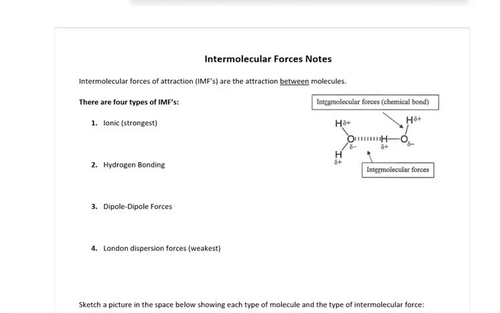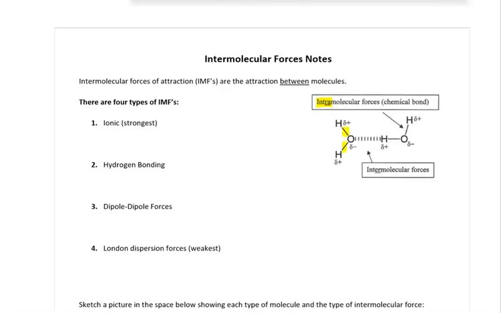Hello, chemistry students. Today we're going to be talking about intermolecular forces. Now, intermolecular forces are the attraction between different molecules. This is often confused with an intramolecular force, which means a force within a single molecule. Those would be examples of chemical bonds.